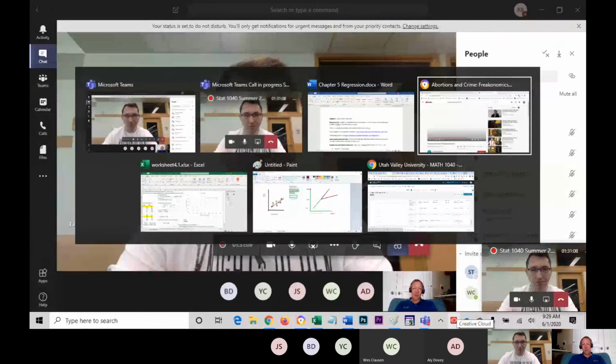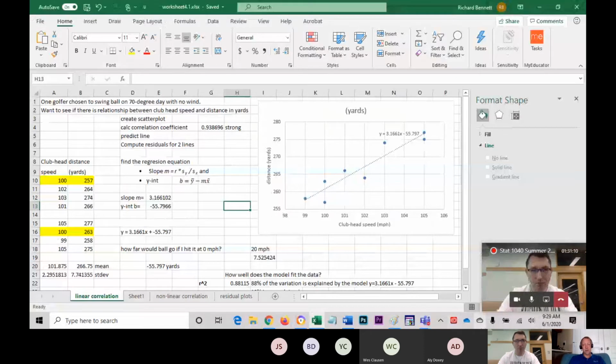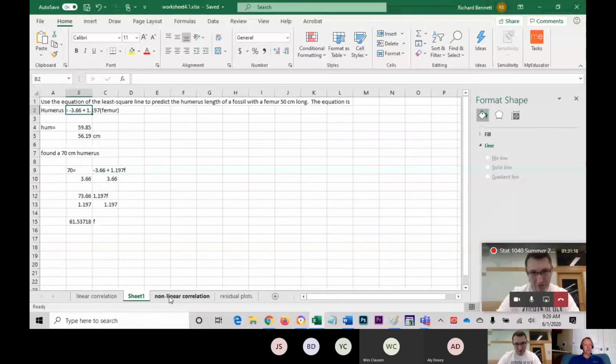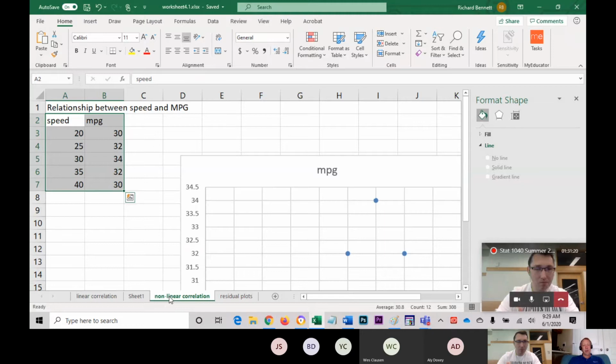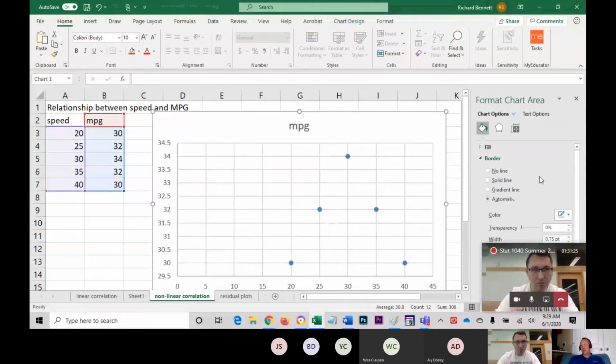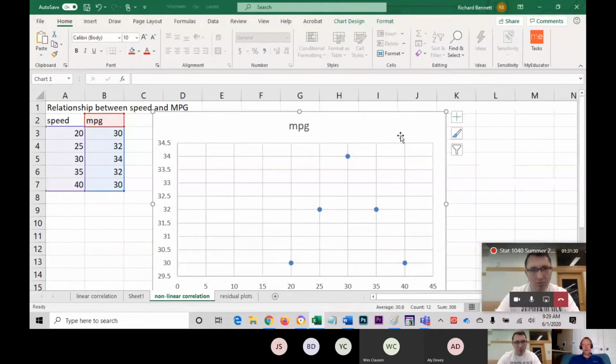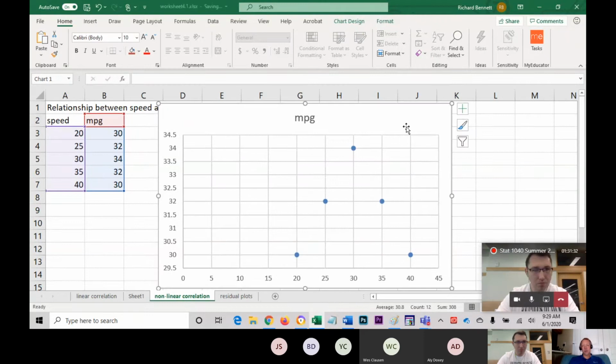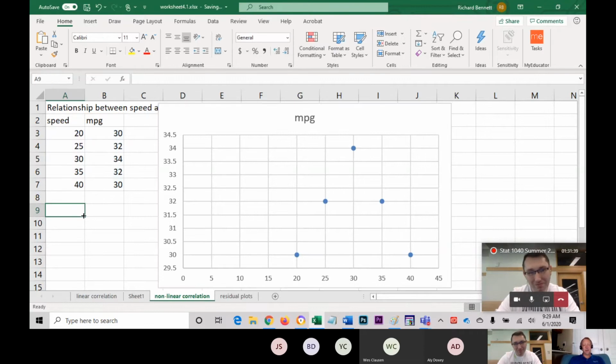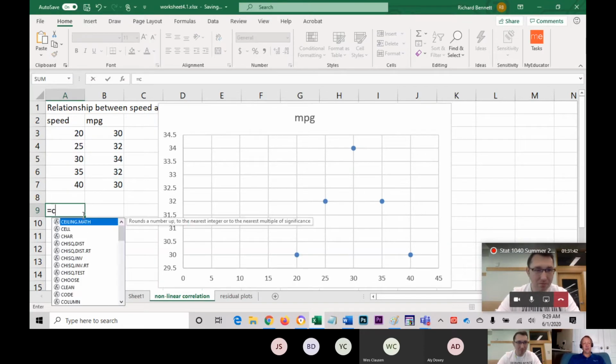I am still sharing, right? You can still see my Excel page. Actually, let me show you a couple other things here. Let me back up a second. I'll make this a little bit smaller. Can you see this here? Does this look like a good example of linear correlation? This scatter plot? No. Now, the interesting thing is I'm going to do the cheater method.